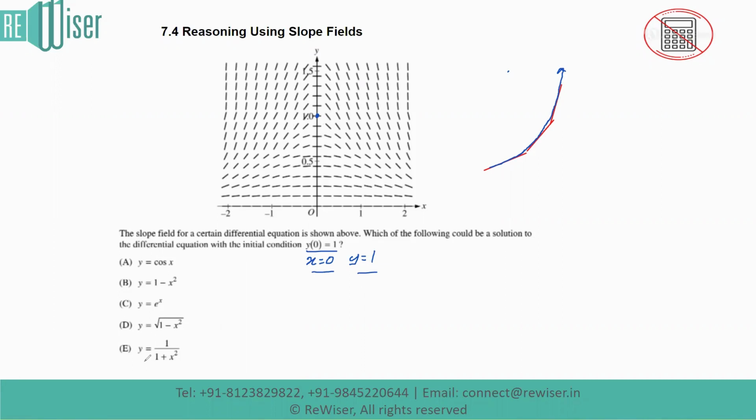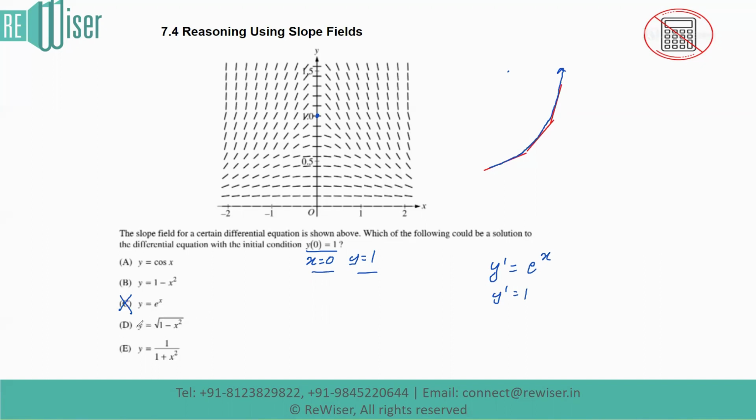Now we need to figure out which of these functions can give us a gradient of 0 at this particular point. If I differentiate, let's say, e power x, then y dash, the derivative of e power x, is e power x itself. When we put x as 0, we get e power 0, which is 1. So when x is 0, the gradient of the tangent is 1. That's why C cannot be my answer.